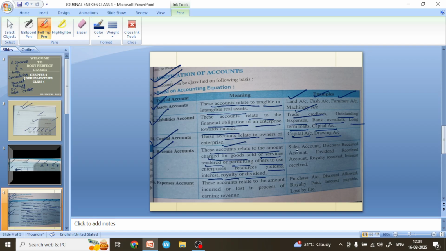You can take example, sales account, discount received account, dividend received account, royalty received, interest received, etc. Expenses account, these accounts which are related to amount which incurred or loss in process of earning revenue. And purchase account, discount allowed, royalty paid, and interest payable, loss by fire, etc. These are the classifications of accounts.